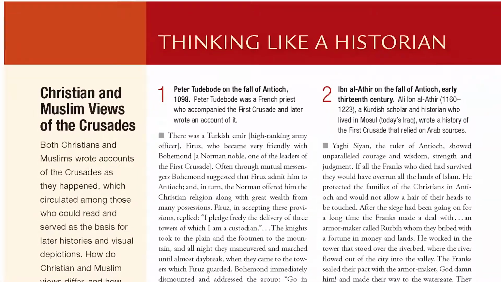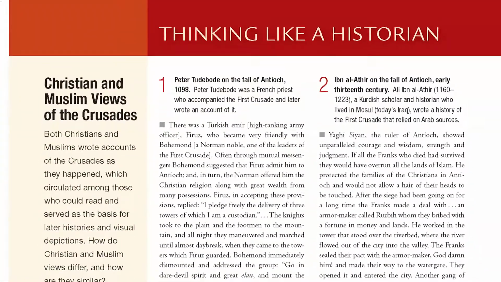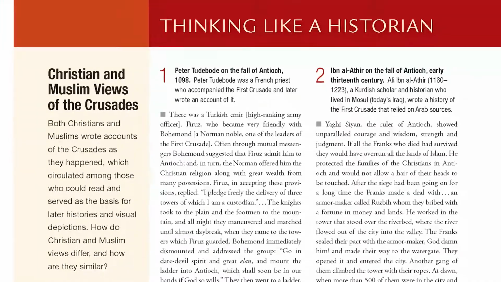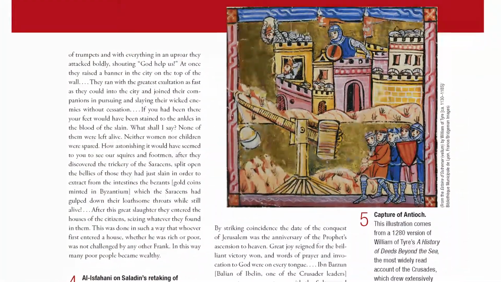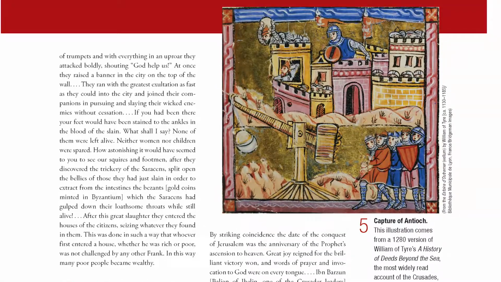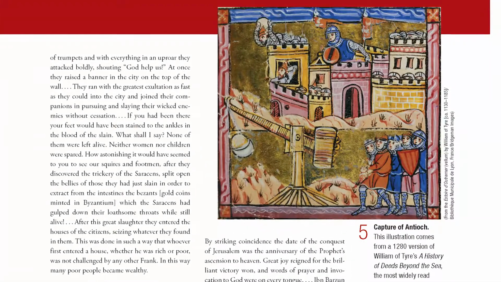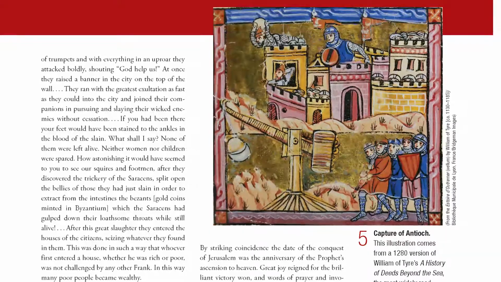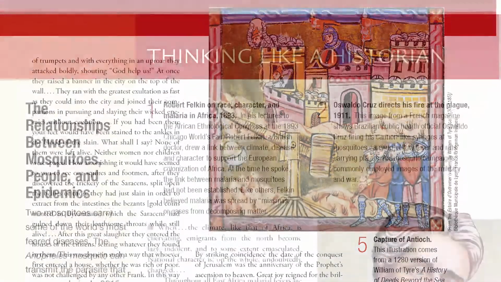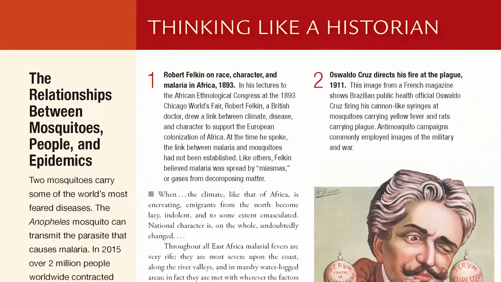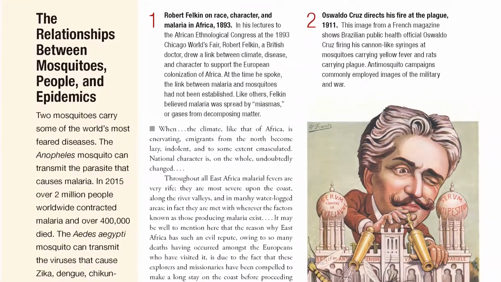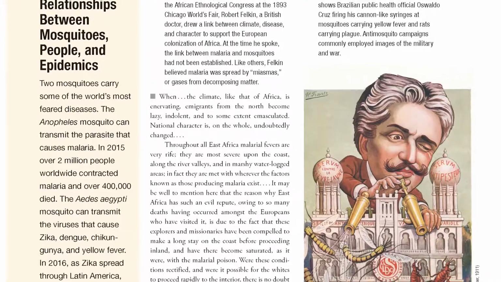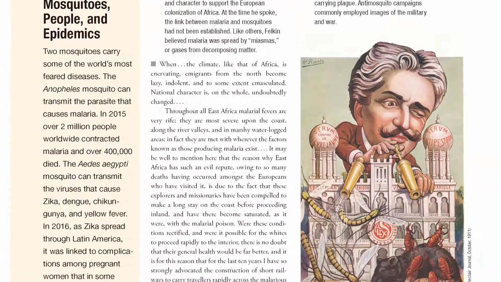Crusades from Chapter 14. Like many of these features, along with building skills in chronological reasoning, explaining causation, evaluating context, and assessing perspective, this will help provide historical context for issues that will no doubt continue to confront students throughout their lives. And here's the Thinking Like a Historian from the last chapter, the relationship between mosquitoes, people, and epidemics, with sources about malaria, yellow fever, and the Zika virus.